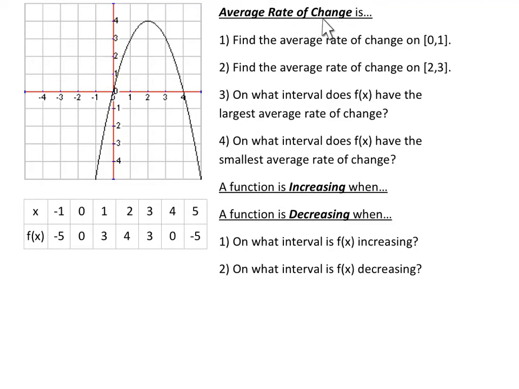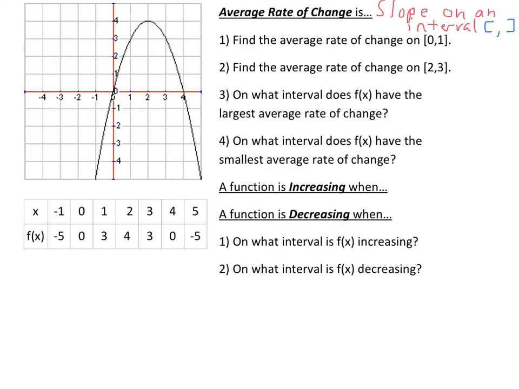Average rate of change? Well, rate of change is slope. Are we okay with that? Average rate of change is slope over an interval. So let's write that. Average rate of change would be slope on an interval. And an interval is these things with numbers in it. Are you okay with that? That's an interval. So it's slope on an interval.